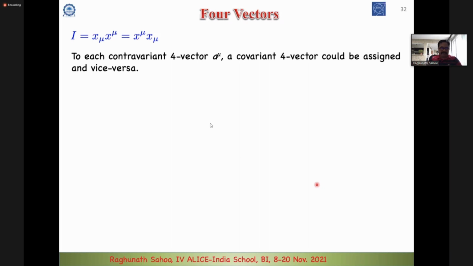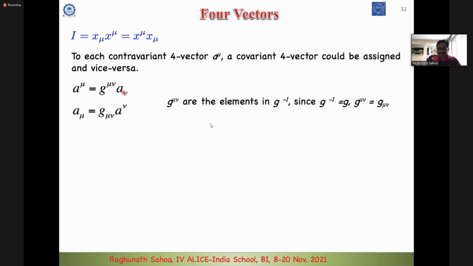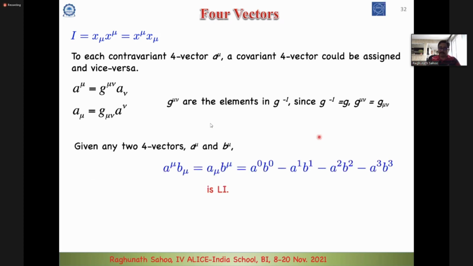Okay, so I repeat here that I can be written in this way, and to each contravariant four vector mu, a covariant vector could be assigned and vice versa. I told you this now. I can write a contravariant four vector like this, with g mu up and a nu down. So this is contravariant, this is covariant. I can also make it reverse. And you should note that the elements in G inverse are actually the same as G. So G mu nu is equal to G mu nu. You can show this mathematically.